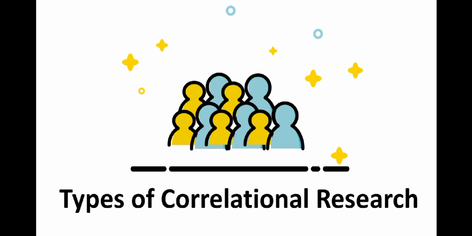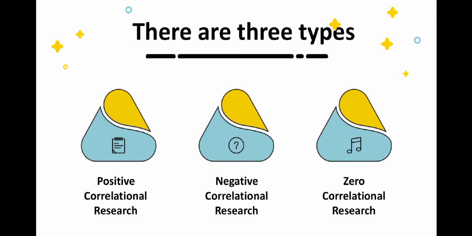Next, the second content is types of correlation research. There are 3 types of correlation research. Those are: first, positive correlational research. Positive correlational research is a research method involving two variables that are: if one variable increases, the other one also increases, or if one decreases, the other also decreases.